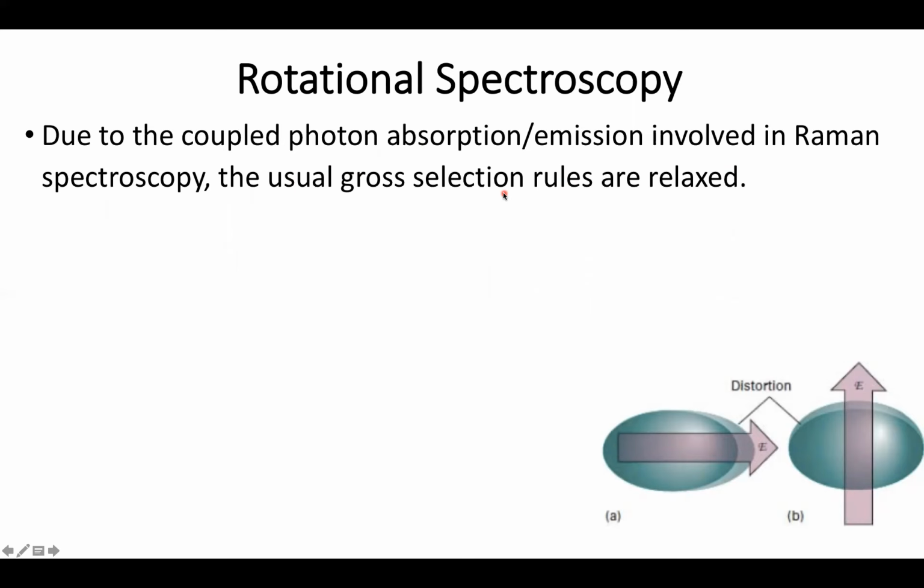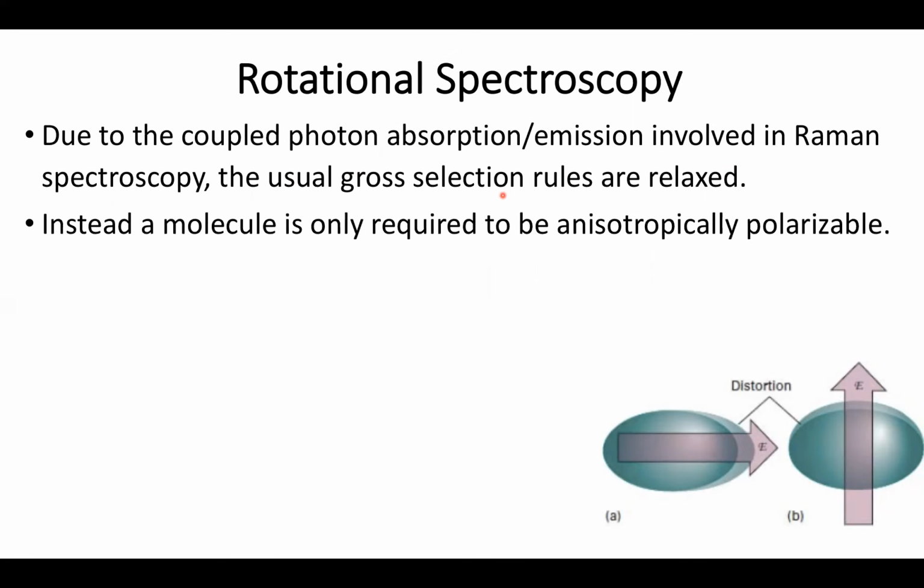For absorption spectra, rotational absorption is only allowed for a polar molecule. However, for Raman spectra, all that we require is that the molecule be anisotropically polarizable. Now, this is a big, complex word, but essentially what it means is that when I expose the system to an electric field, it should have a distortion of its electron density in a single direction.